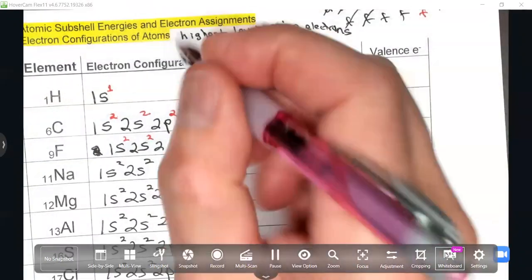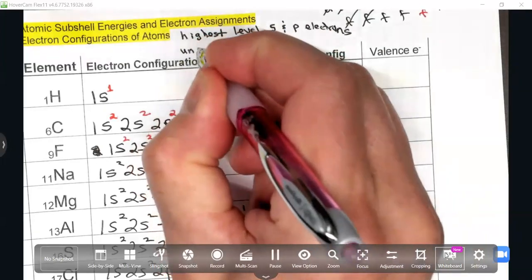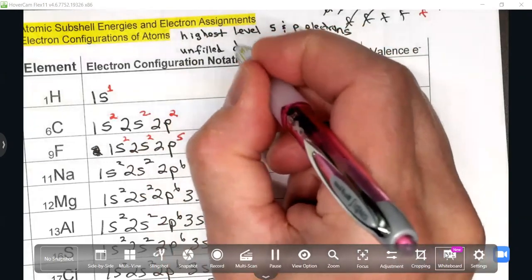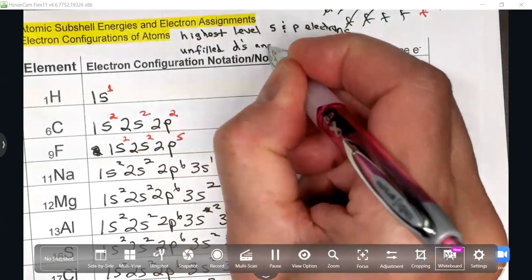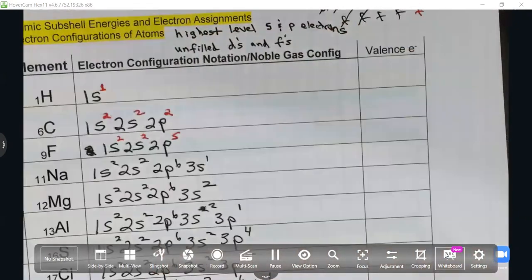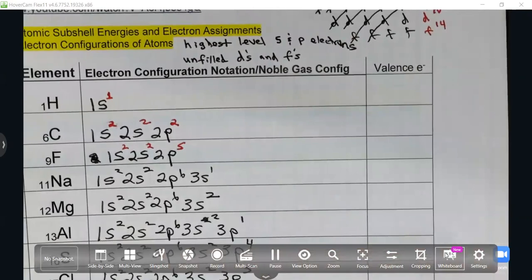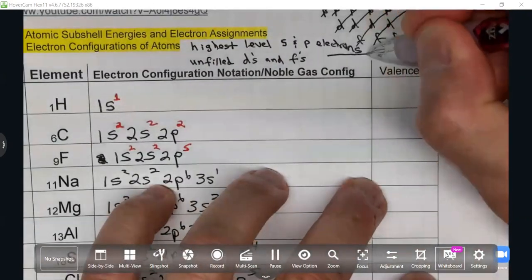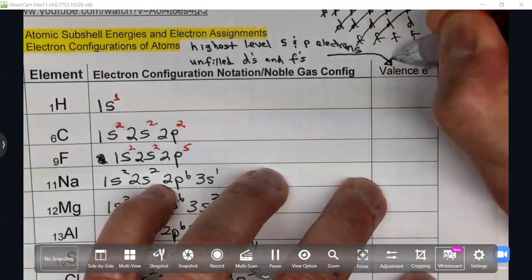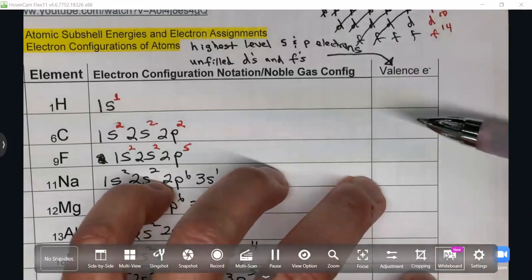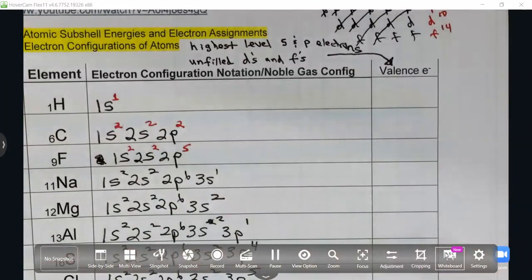Some textbooks will include unfilled D's and F's. There's only one example of that. So this is our valence electrons. Typically, it's just your furthest out S and P's. So your valence electrons are the ones that are involved in the bonding.